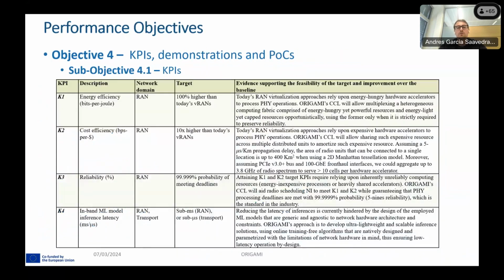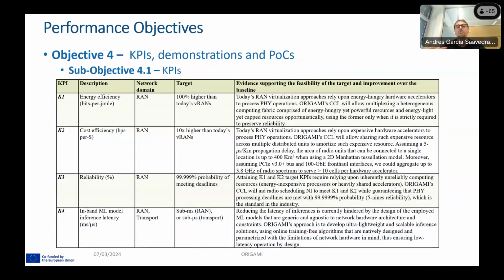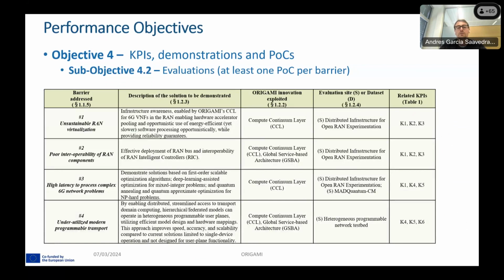Just to conclude, I'm not going to get into details. What I have presented are basically our technical objectives to build the vision that we have in ORIGAMI. And of course, to wrap up all these technical objectives, we have a set of performance objectives. I'm not going to go into this in the interest of time, but just to let you know that we have a very concrete set of KPIs with very concrete targets when building the solutions that address the barriers that I mentioned before. And in addition, we have committed to empirically demonstrate each of these solutions with empirical proofs of concept.